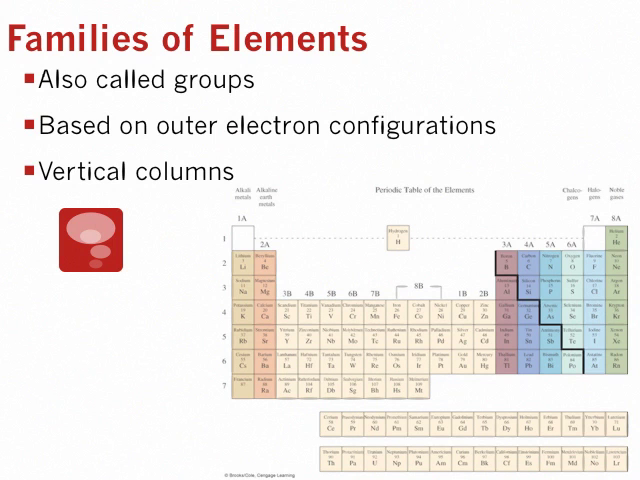When I look at the periodic table, the vertical columns are called families or groups. Each element in a family has similar properties. These properties are based on their outer electron configuration.